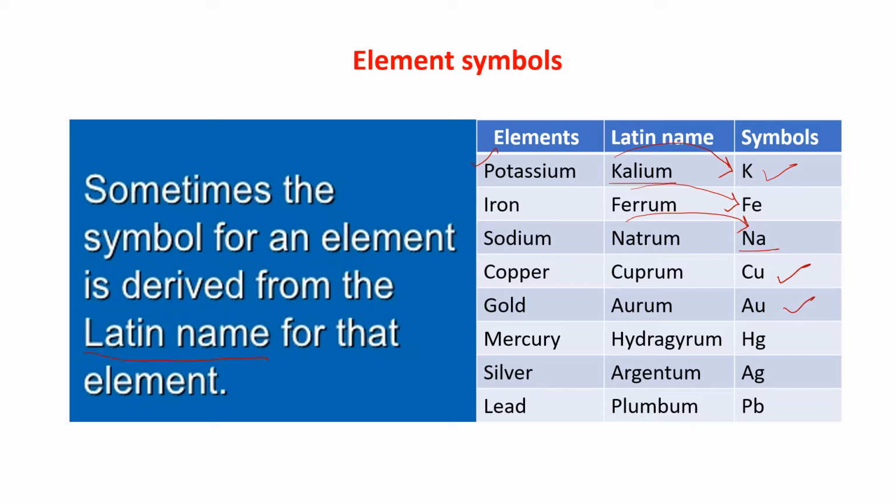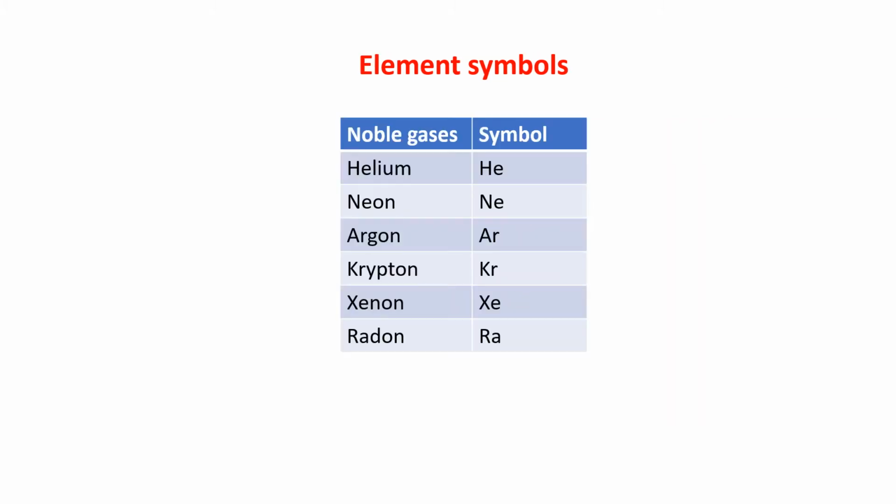Gold, aurum, symbol is Au. Mercury, hydrargyrum, symbol is Hg. Silver, argentum, symbol is Ag. Lead, plumbum, symbol is Pb. All this you have to learn, the Latin name and the symbol both. These are important.